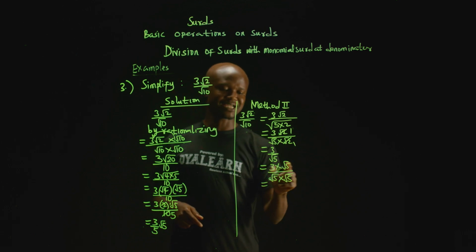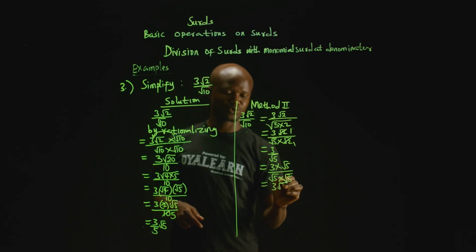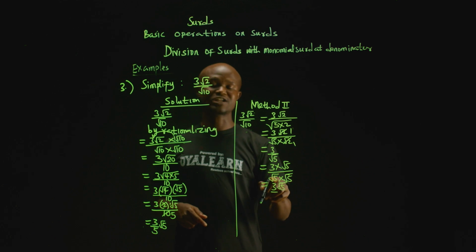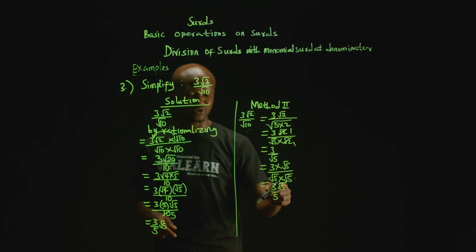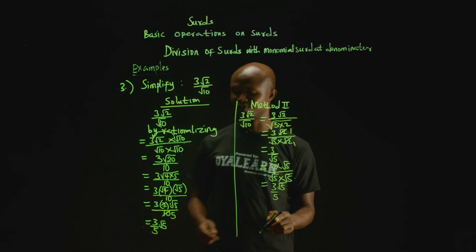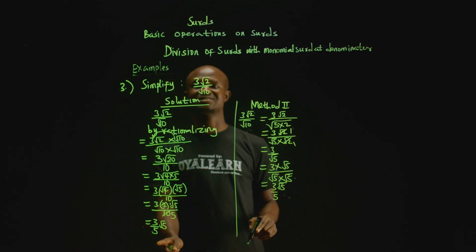Now, 3 times root 5, I will have 3 root 5. And what is root 5 times root 5? That is 5. So you can see the answer is also 3 over 5 root 5, which is the same thing as the first method.